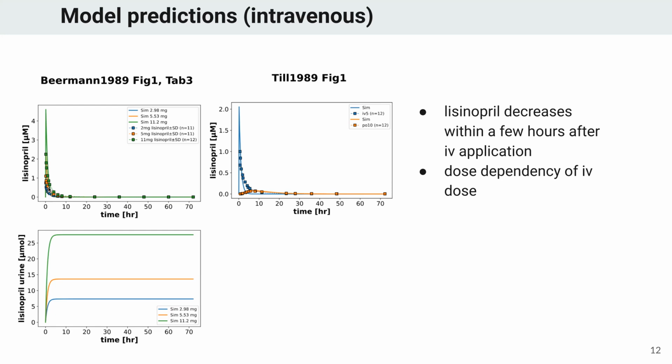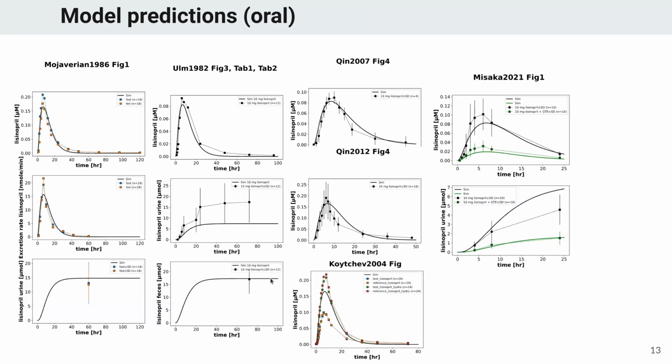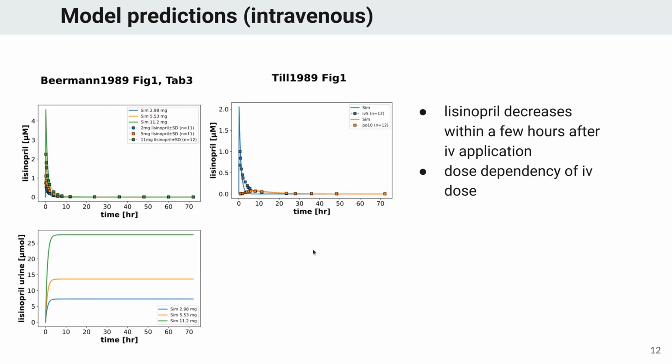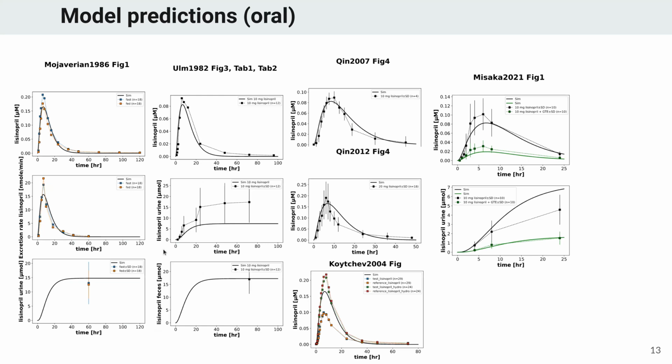And we see all of this in the data, this linear dependency. So this all works very well. And of course, the model also predicts things which we don't have in the data, like for instance, that we would also see different amounts excreted in the urine and so on. So there are a lot of model predictions if we have additional data which we could validate.